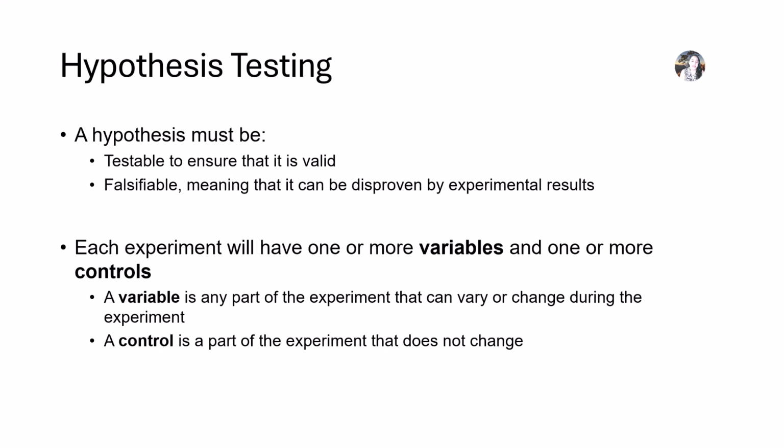And so when you set up an experiment, you have to have one or more variables and one or more controls. So a variable is any part of the experiment that can vary or change during the experiment. So it's usually something that you change. And a control is part of the experiment that does not change. So I'll give an example on the following slides. So a variable is something that can vary or change. A control is part of the experiment that doesn't change.